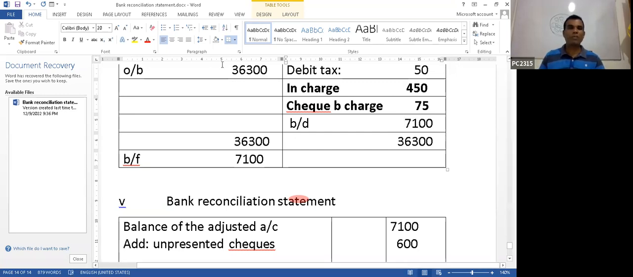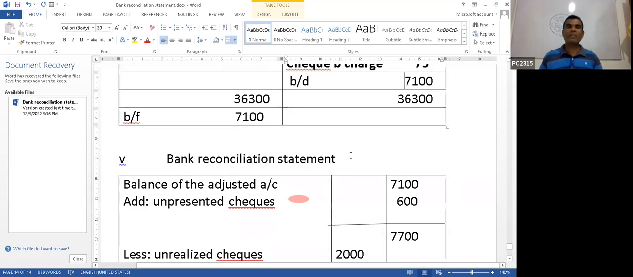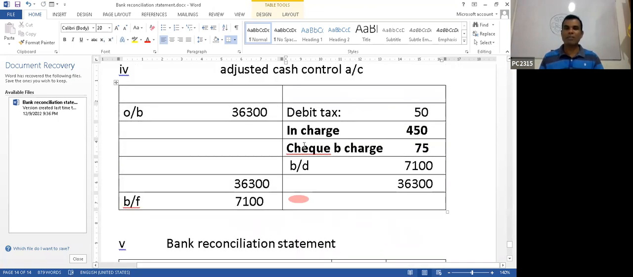Then you see, what are the items that you have to detect that made the differences? Unrecorded values. First one, you see, standing order 200.